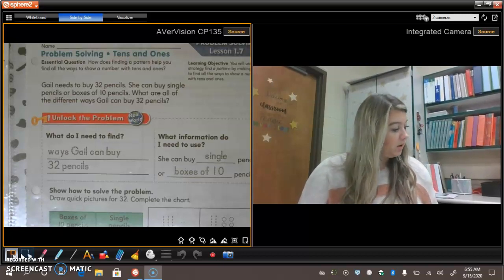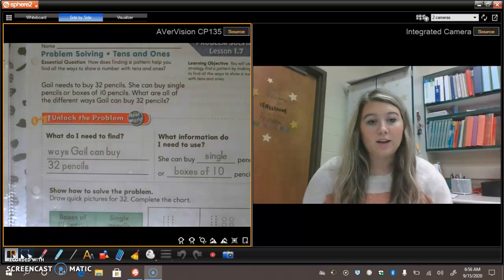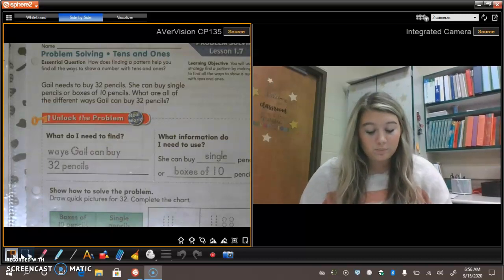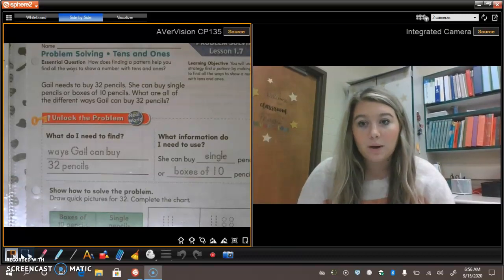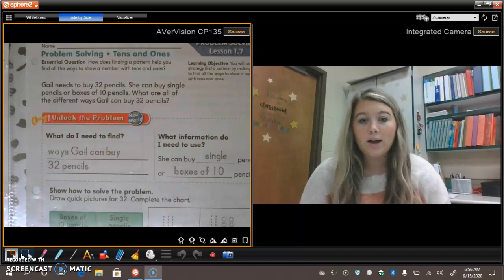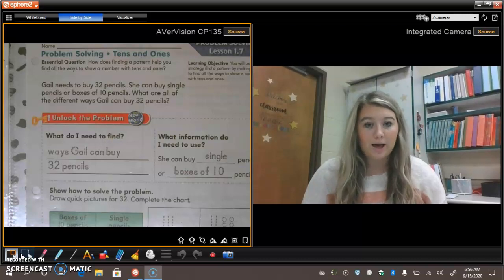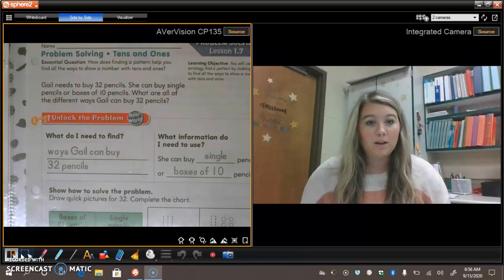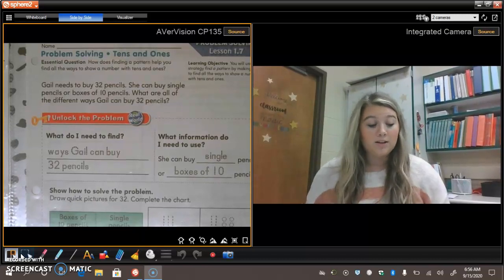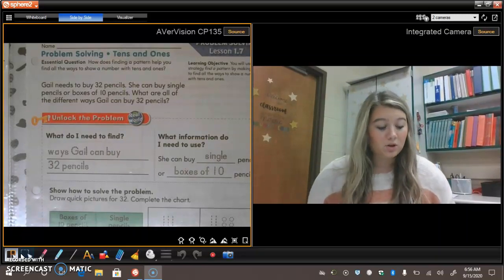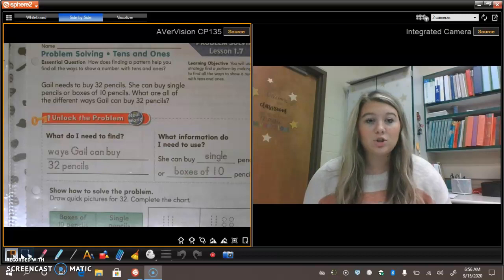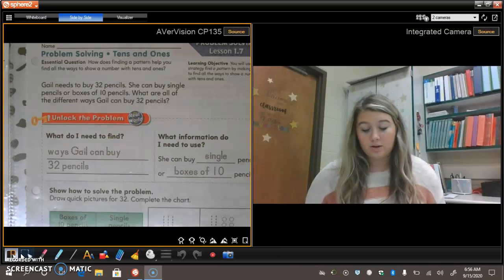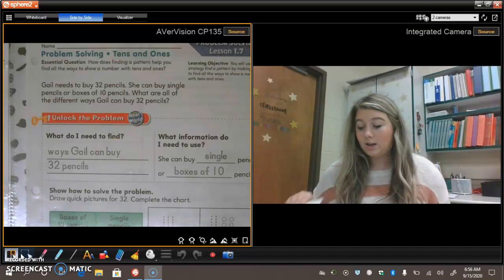So as we read this, think about what you need to find out. What is this question asking you? So we are going to try to find out the different ways that Gail can buy 32 pencils. So what kind of information will you need for this problem? So we know that she can buy a single pencil or a box of 10 pencils. So that's the information that we need to know, and we're trying to find different ways that she can buy 32 pencils. So let's create a little chart.